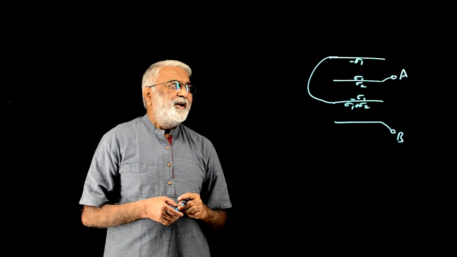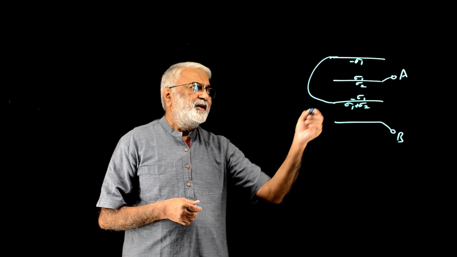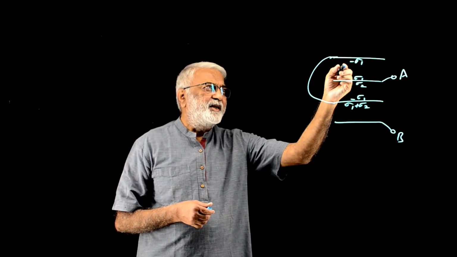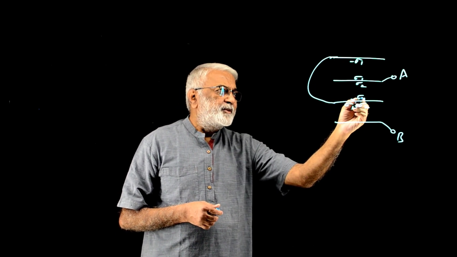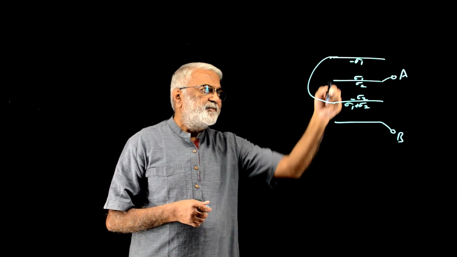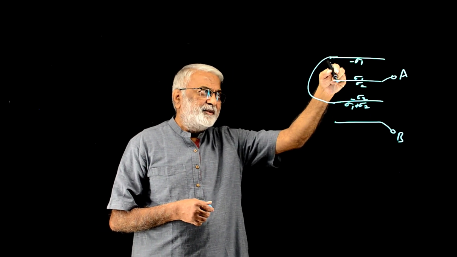Now we can write a simple relation here, and well, the field here is sigma 1 by epsilon 0 this way, right, upward, and here it is, sorry, this must be sigma 2, and this will be sigma 2 by epsilon 0 downward, right, this way.